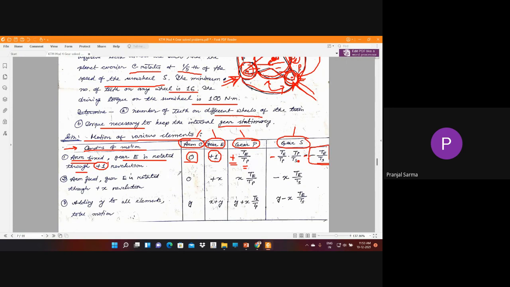Up to this much understood? Yes, sir. Then the rest is simple. Previously we just considered plus one revolution. We'll extend it to any number of revolutions x. Same thing, arm fixed, gear rotated through plus x revolutions. So x has to be multiplied with this unitary rule. For one revolution this is the value; for x revolutions we multiply x with this. 0 into x is 0, 1 into x is x. This is x into TE by TP, and it is minus of x into TE by TS. Up to this much, I hope that's clear.